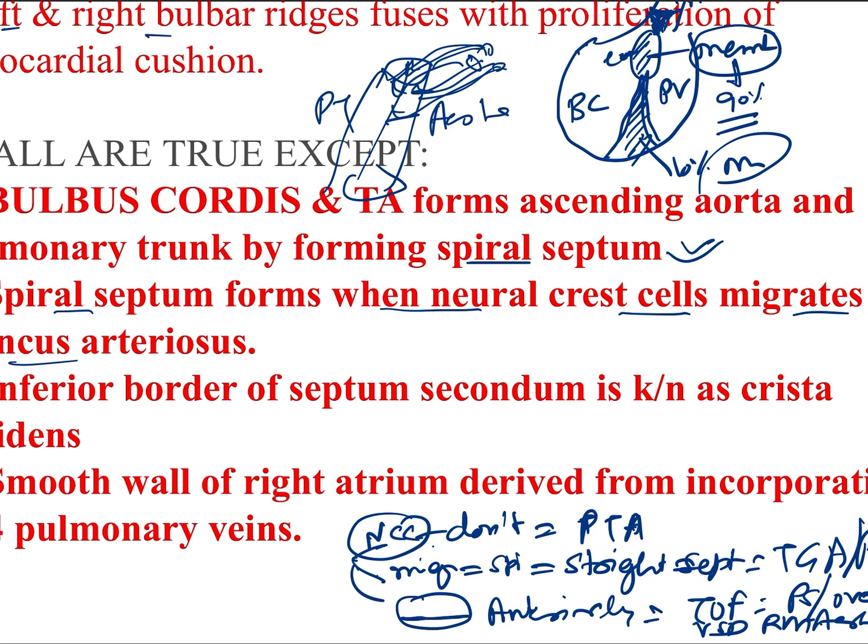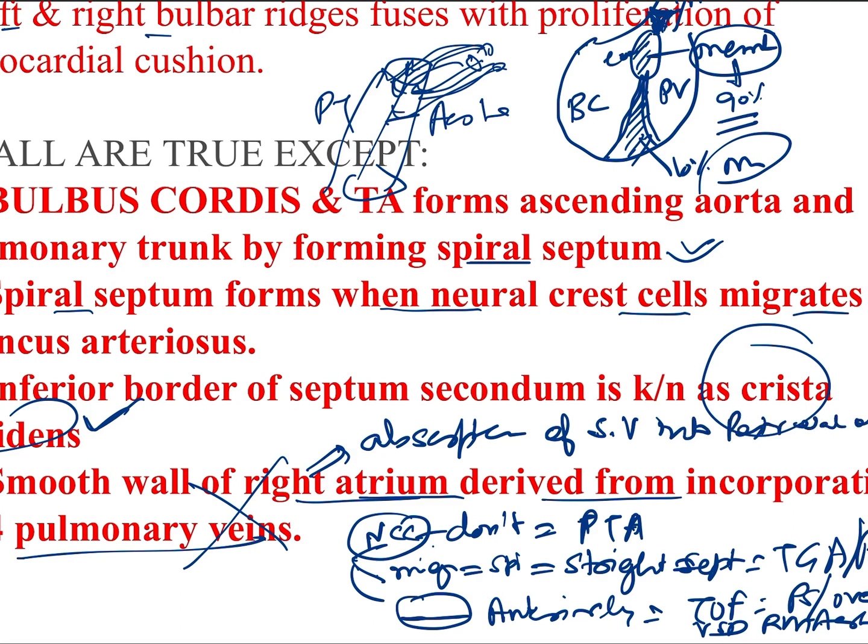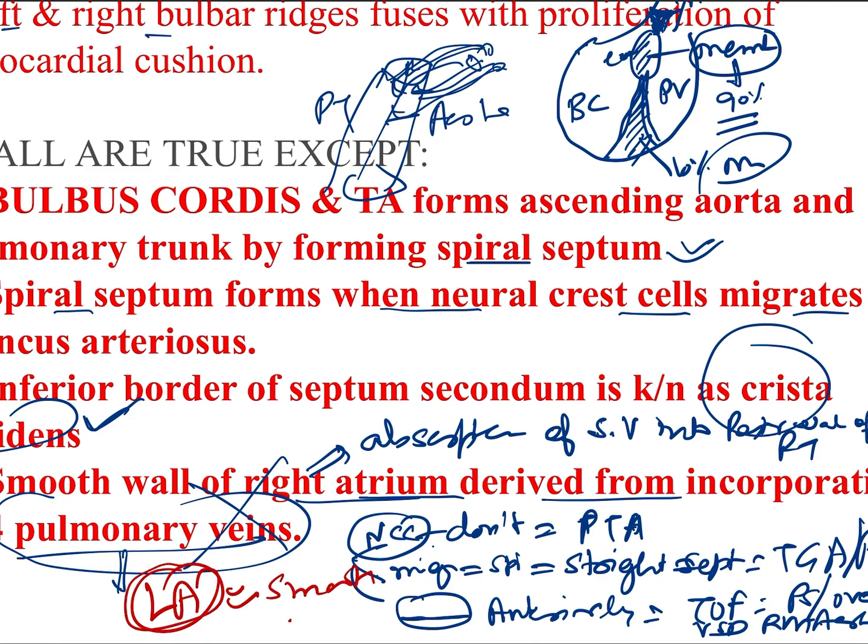Now another line. The inferior border of the septum secundum is known as the crista dividens. This is right. This is a new term, crista dividens. The smooth part of the right atrium is developed from, not the pulmonary vein, no. The smooth part of the right atrium is developed after absorption of the sinus venosus into the posterior wall of the right atrium. The four pulmonary veins, after absorption into the left atrial wall, will form the smooth part of the left atrium.